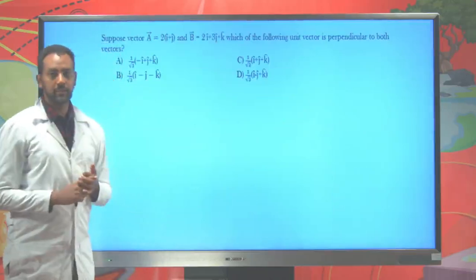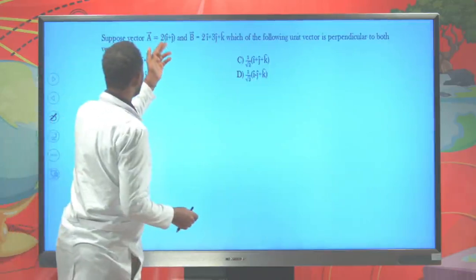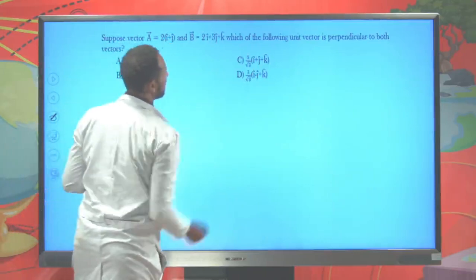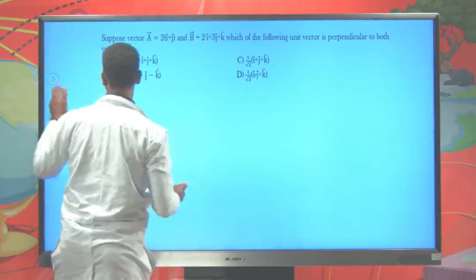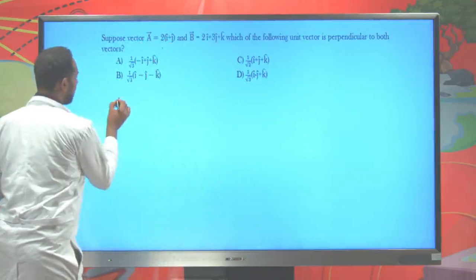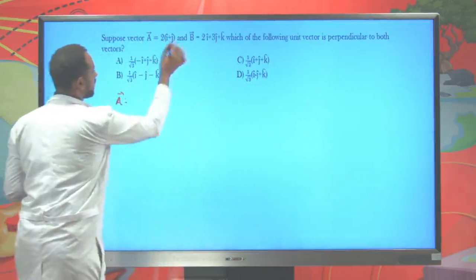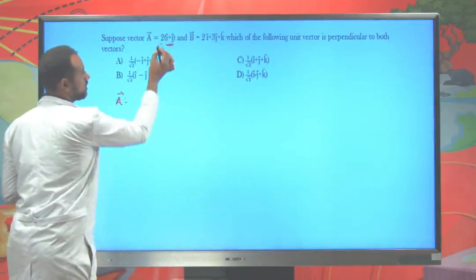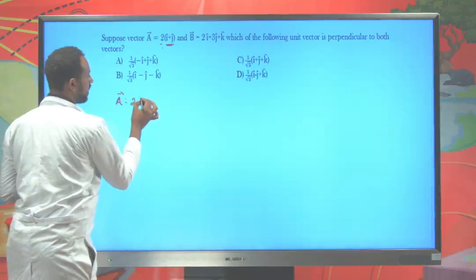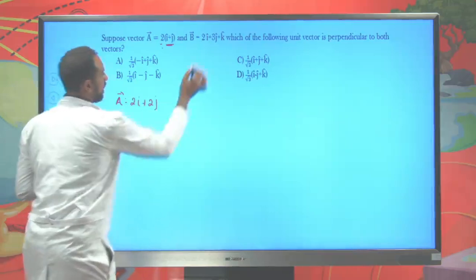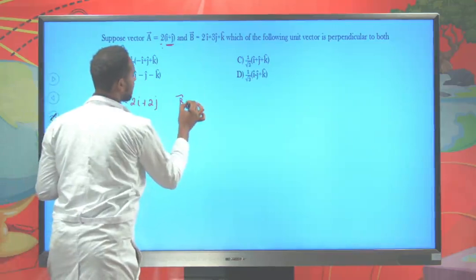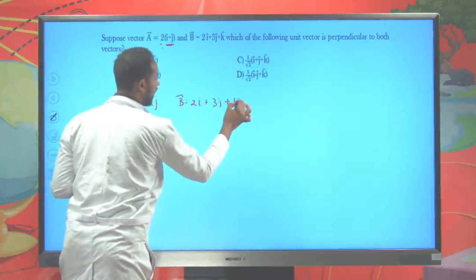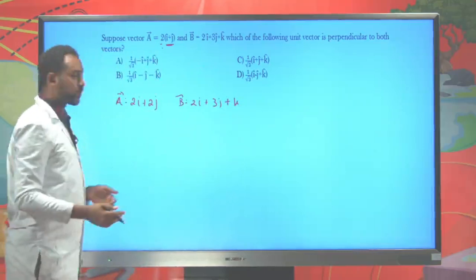Let's see one good example here. Here you have 2i plus j, and let's try to determine the cross product of those two vectors. Here you have vector A. If you are multiplying, the 2 is a scalar, and these are vectors i and j. You can distribute these as 2i plus 2j. And you have vector B here, 2i plus 3j plus k. It's possible to find the cross product of these two vectors.